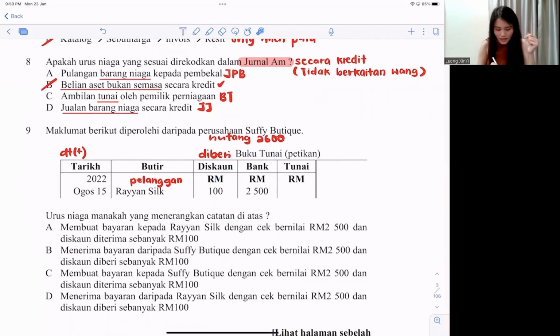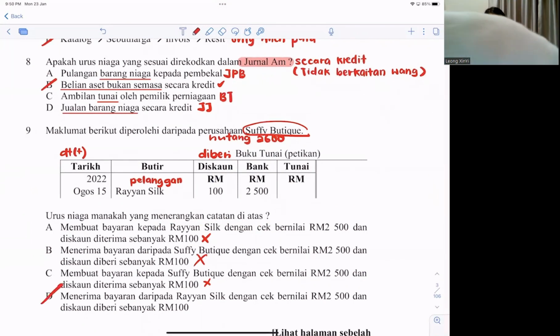Let's go by the flow. Membuat bayaran kepada Ryan Silk. Wrong. We're not paying, we're receiving, okay? Menerima bayaran daripada Sufi Butik. Wrong. We are Sufi Butik, guys. That is wrong. Okay. C. Membuat bayaran kepada Sufi Butik. Wrong. We are not Ryan Silk, guys. We are Sufi Butik. So, menerima bayaran daripada Ryan Silk. Yes, correct. That is our answer.